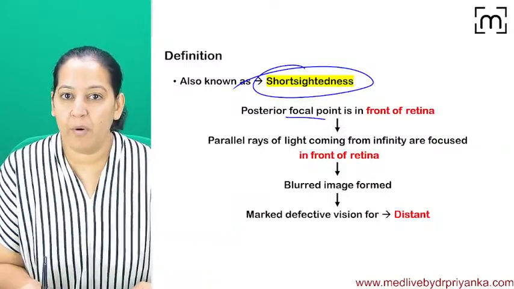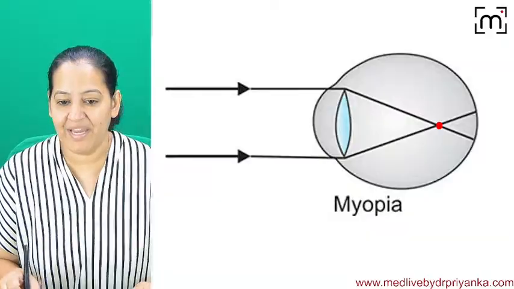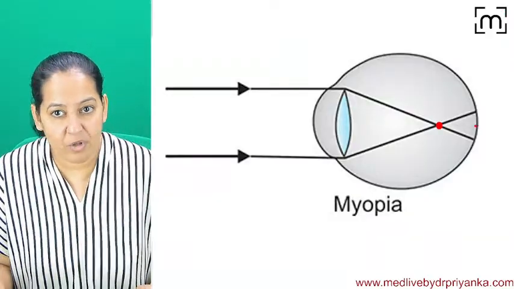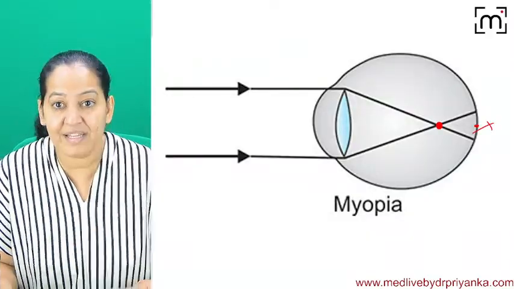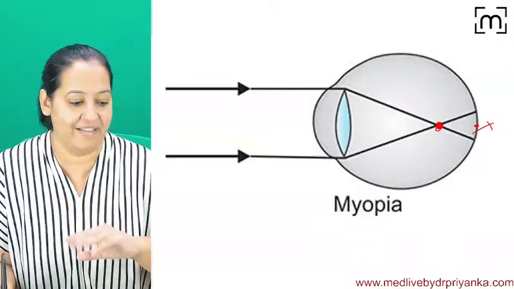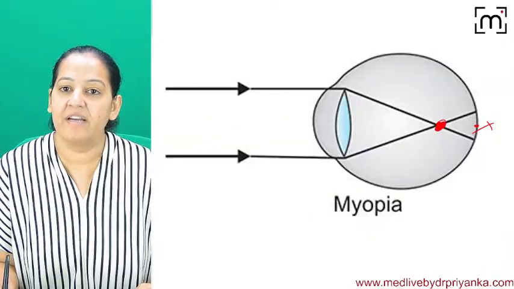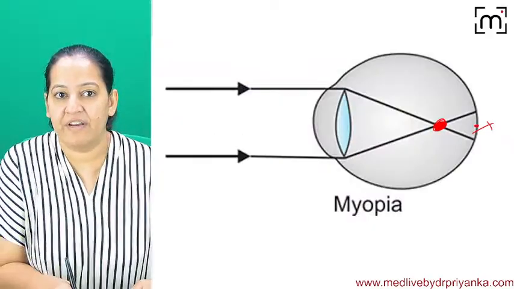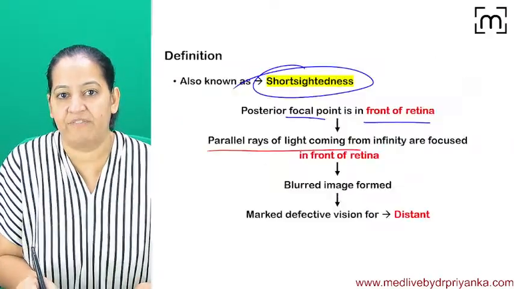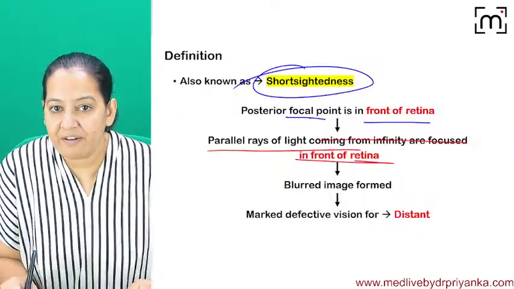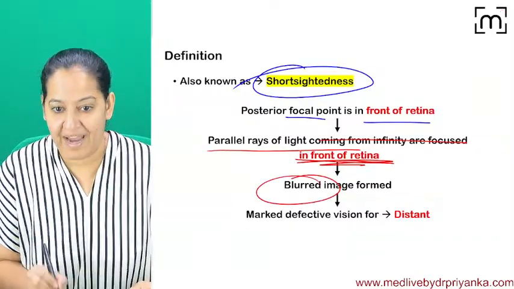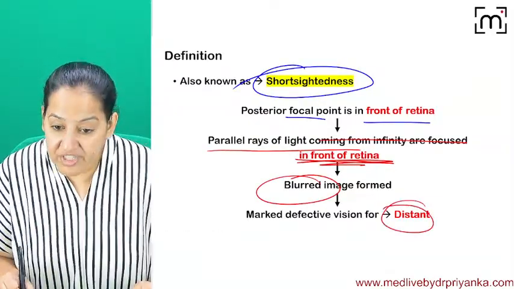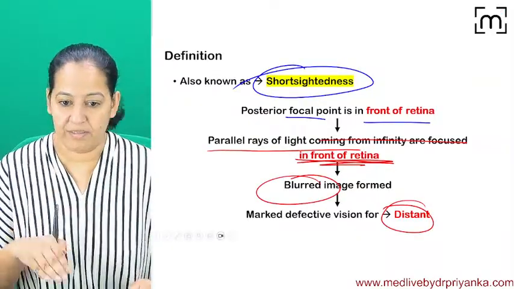Here the focal point is in front of the retina. See the red dot. The red dot is not on the retina, it is in front of the retina, not behind the retina. When parallel rays come from infinity, they focus in front of the retina. So a blur image is formed. Here the defective vision is distant vision. The near vision is normal.